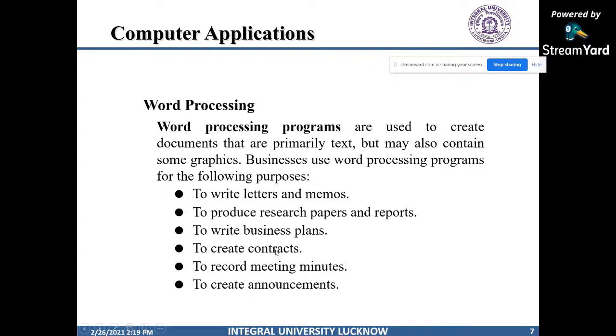We can create contacts in word processing, and we can record meeting minutes if some meetings are there. So for recording the minutes of meetings, we can use word processing software. And if we want to create an announcement, we can easily make it in a word processor and then publish it on a forum, saying we are conducting such programs or looking for such programs. So these types of work can be done using word processing programs.